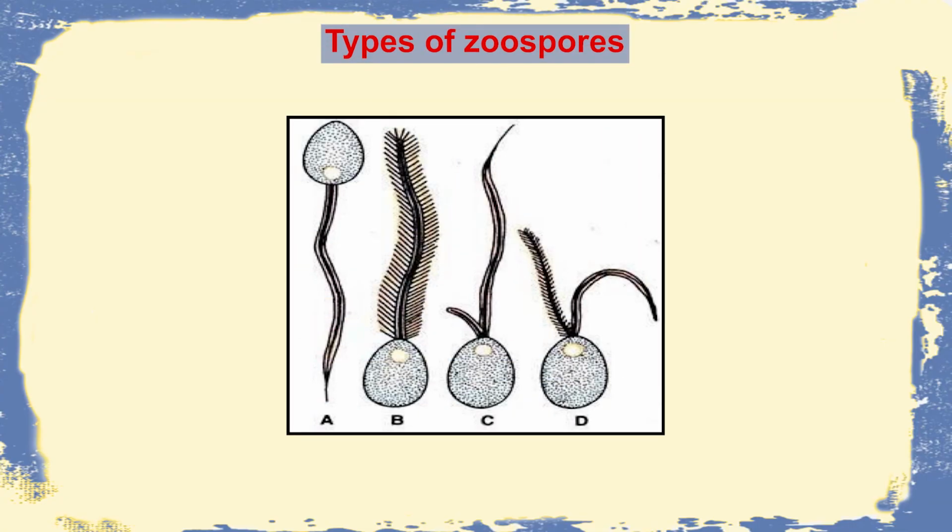The zoospores represent the true motile spores, and this motility is brought about by a unique type of flagella which include a single whip-like flagellum or branched tinsel flagellum, or sometimes there may be two flagella, both whip-like, or sometimes there may be one whiplash and one tinsel flagellum, as seen in Phytophthora belonging to Oomycota.